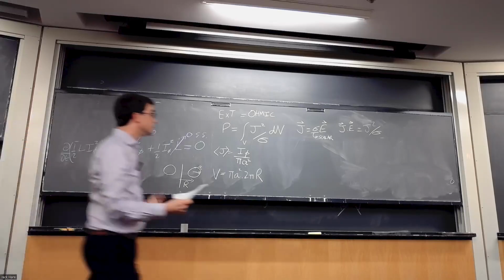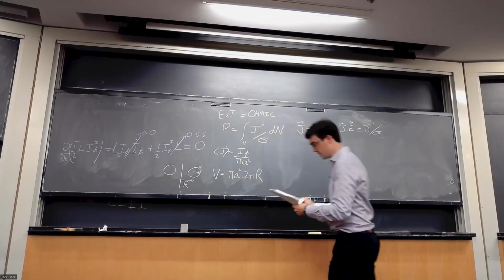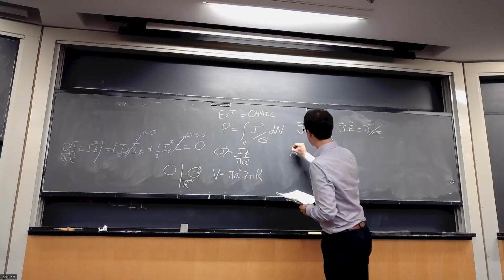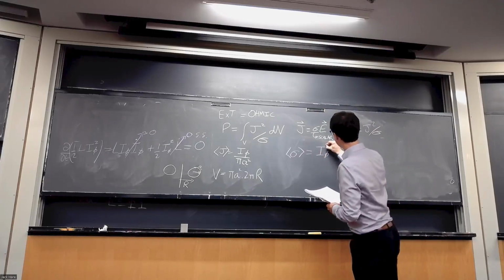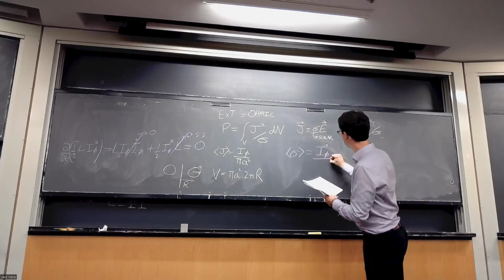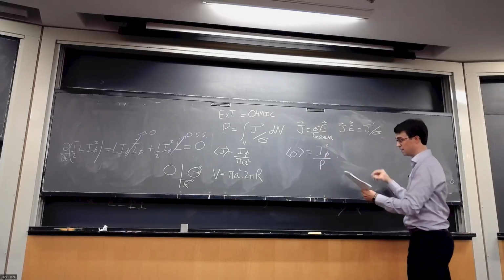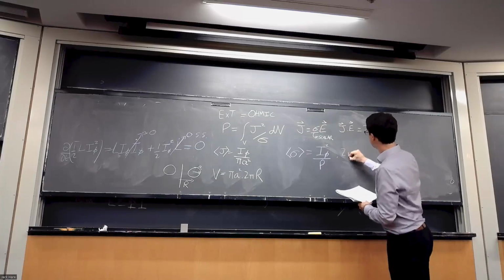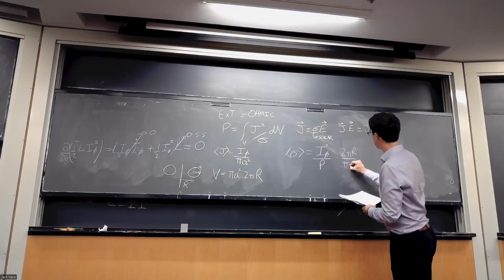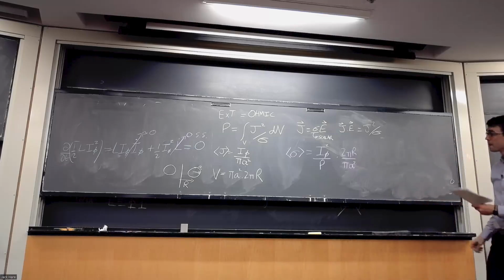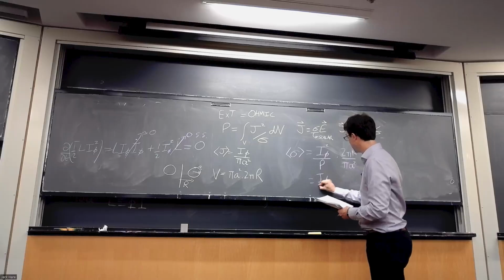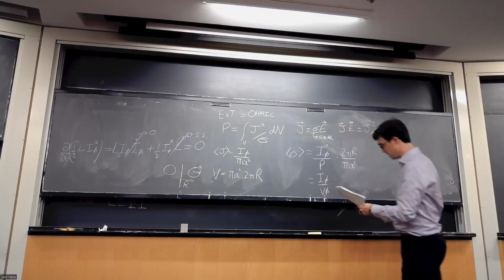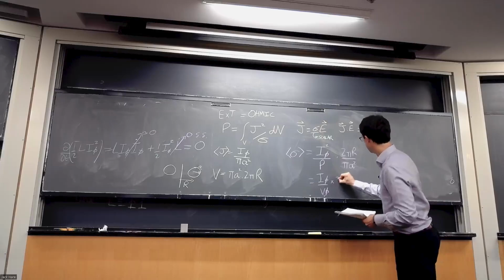Okay, good. So that means we end up by being able to write our volume averaged conductivity as equal to I phi squared over the power, times 2 pi R over pi a squared. And this I phi squared over the power is just equal to I phi over d phi, still times 2 R over a squared.